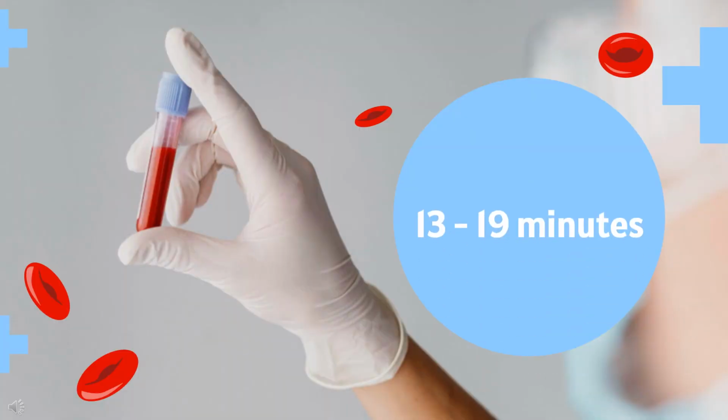Half-life. The half-life of ASA in the circulation ranges from 13 to 19 minutes. Blood concentrations drop rapidly after complete absorption. The half-life of the salicylate ranges between 3.5 and 4.5 hours.